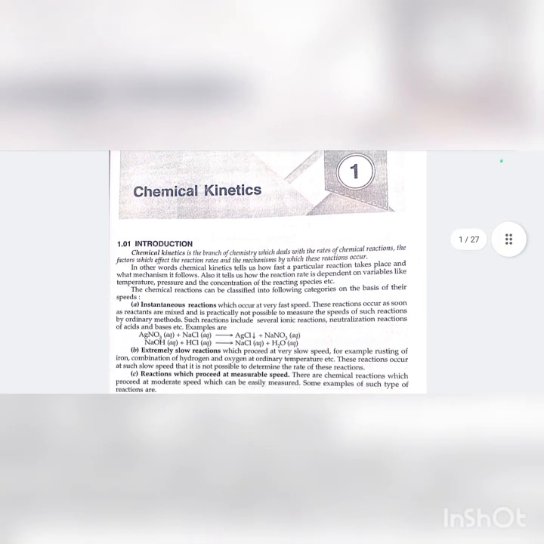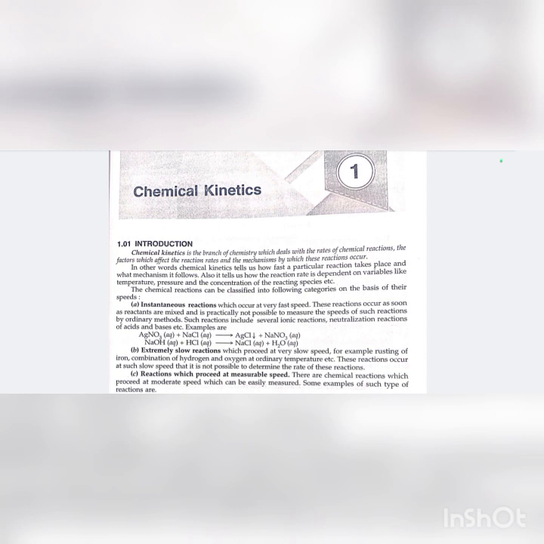Introduction. Chemical kinetics is the branch of chemistry which deals with the rates of chemical reaction, the factors which affect the reaction rates, and the mechanism by which these reactions proceed. In other words, chemical kinetics tells us how fast a particular reaction takes place, at what temperature, and what mechanism it follows. It also tells us how the reaction rate is dependent on variables like temperature, pressure, and the concentration of the reacting species, etc.